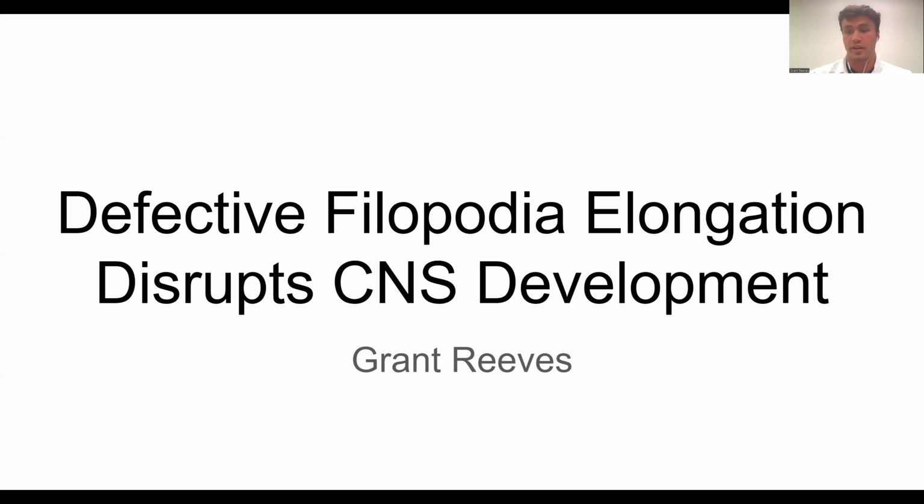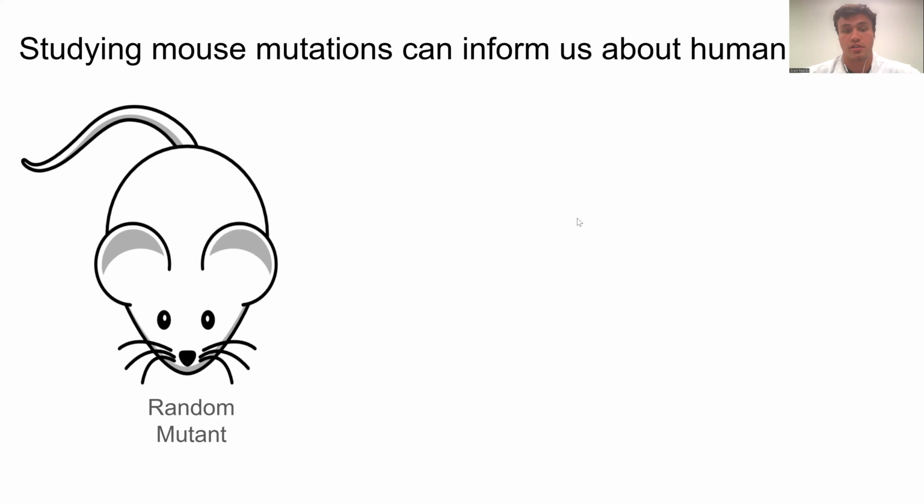Hello, my name is Grant Reeves, and for my master's thesis research project, I am investigating how defective Filopodia elongation disrupts central nervous system development. And so, the general paradigm of my research begins with the generation of a random mouse mutation using ENU mutagenesis.